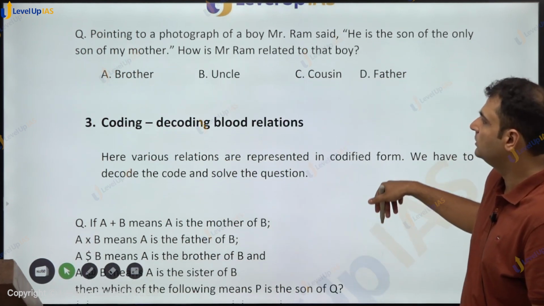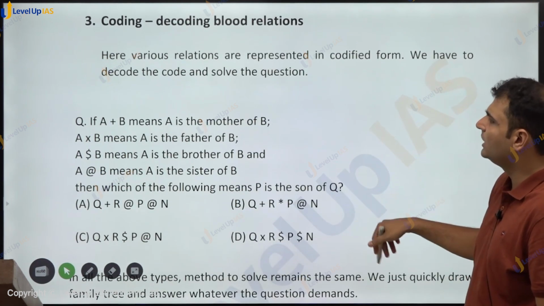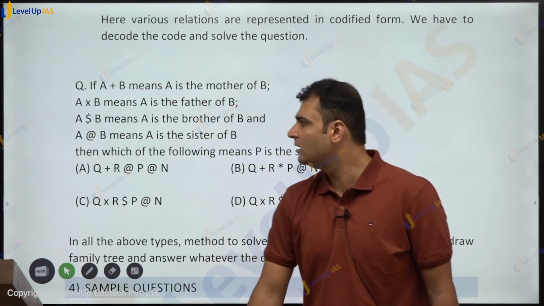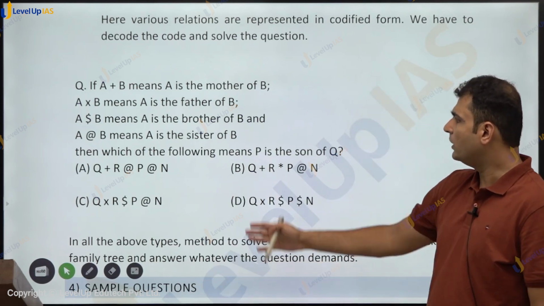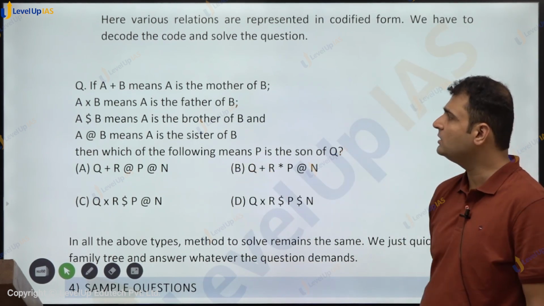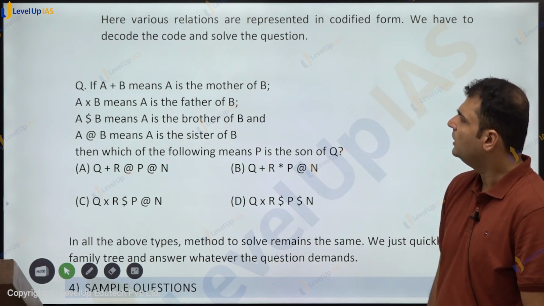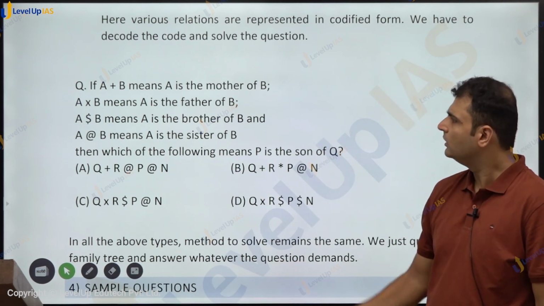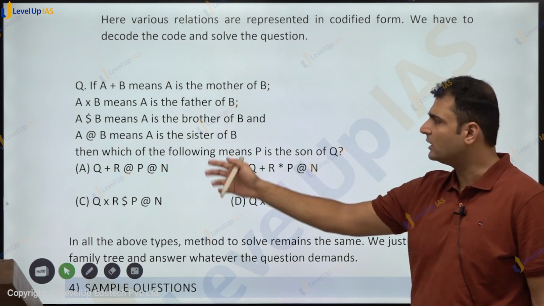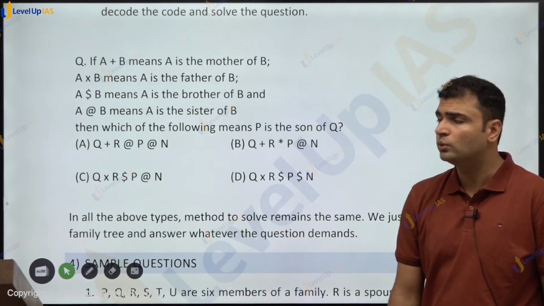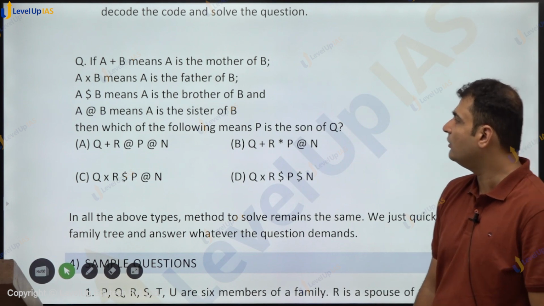Third type of question is coding, decoding, blood relations. So in this type of question, some symbols are given, and accordingly we have to decide which option represents this question. So for example, if you see A plus B means A is mother of B, and A cross B means A is father of B, etc., etc. Question is, which of the following mean P is son of Q? So we want P to be son of Q.